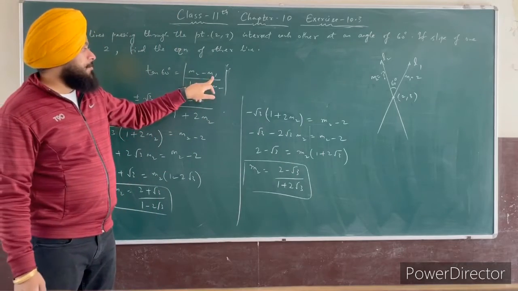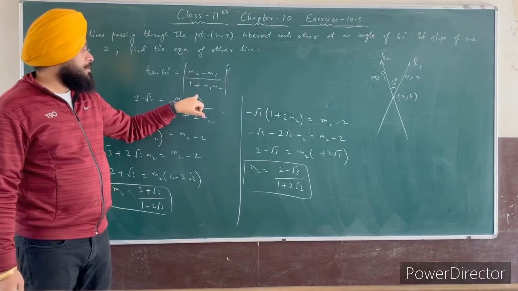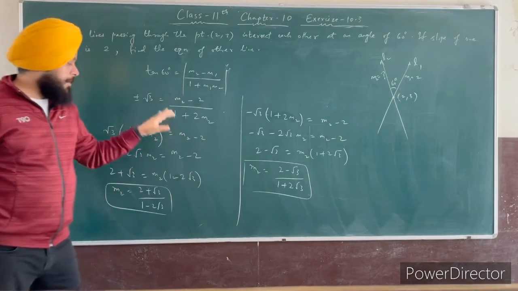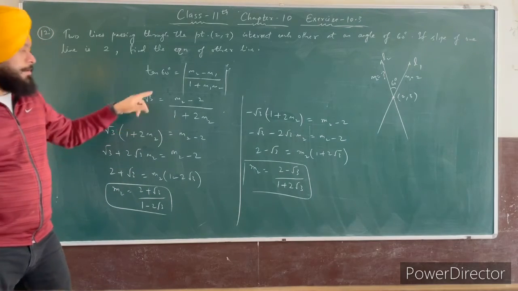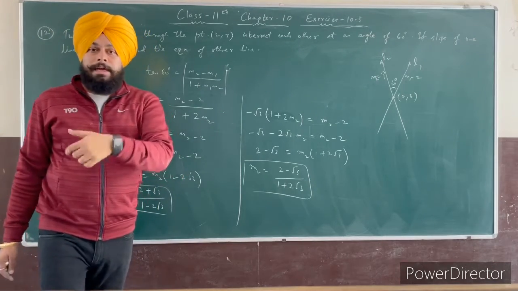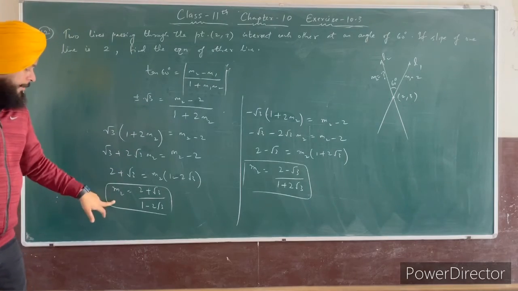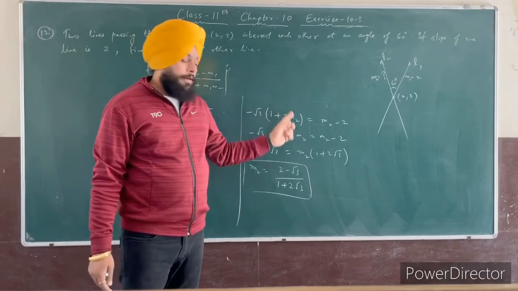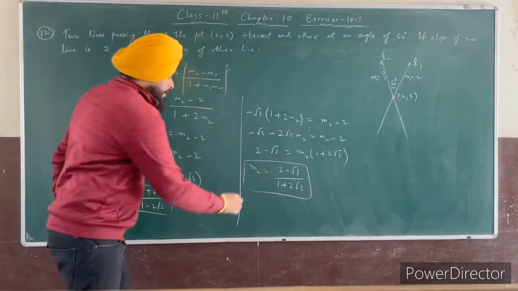M2 minus M1. M1 is the slope of the first line, which is given as 2. So M2 minus 2, 1 plus M1 M2. Now 2 into M2 is 2 M2. So solving this equation, you have to take plus minus sign here, because it is a modulus sign, and one value you will take positive and the other negative. So when you take plus root 3, m2 is (2 plus root 3) upon (1 minus 2 root 3). When you take minus root 3 and solve this, the slope is (2 minus root 3) upon (1 plus 2 root 3).